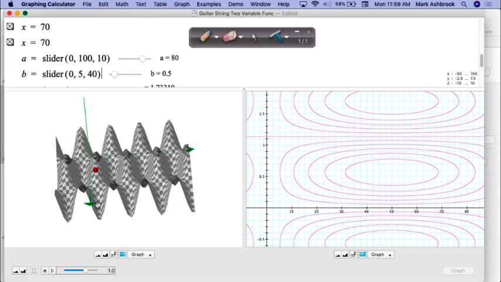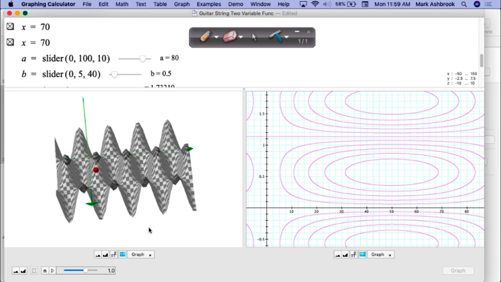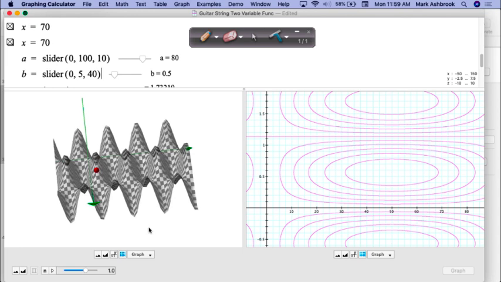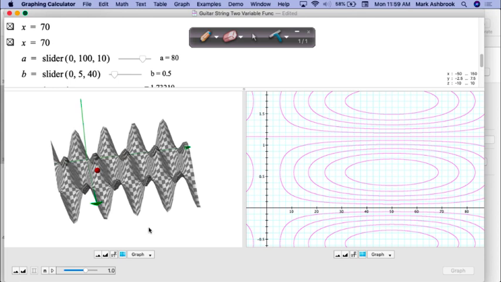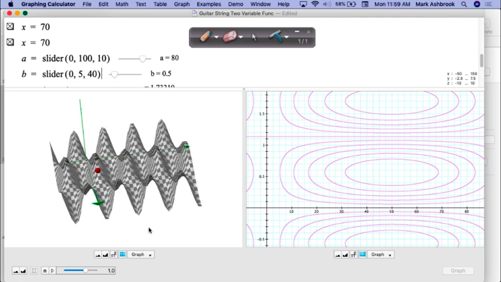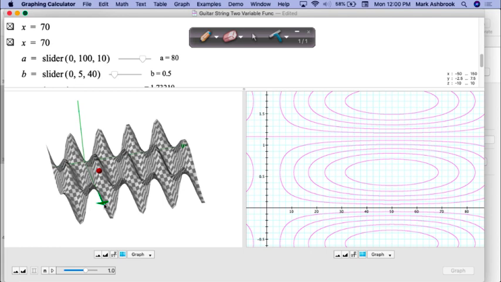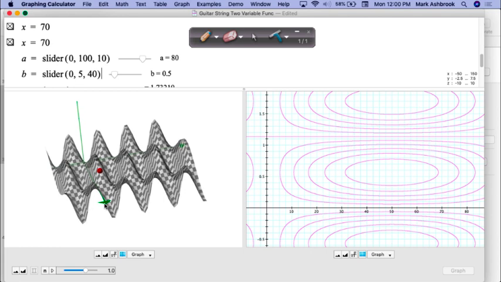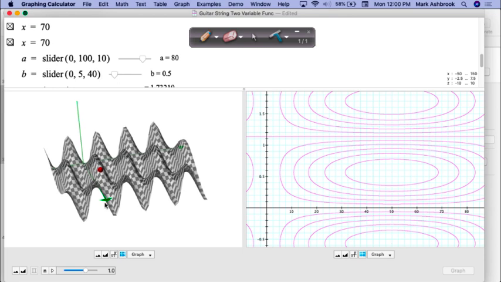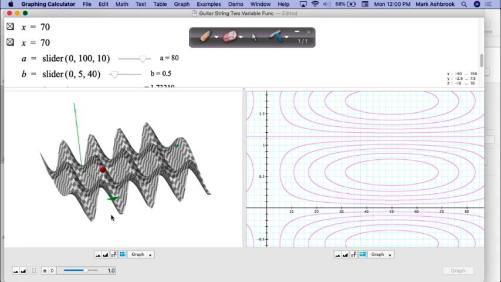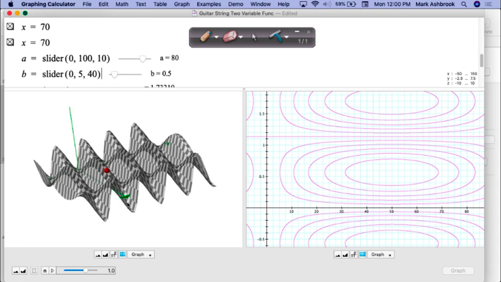So take a second. Moving a little bit, that helps. Take a second to predict. What could you say about the partial with respect to x? What can you say about the partial with respect to y at this highlighted point, 80, 0.5? Go. X is this. This is the x-axis here, coming out at you.